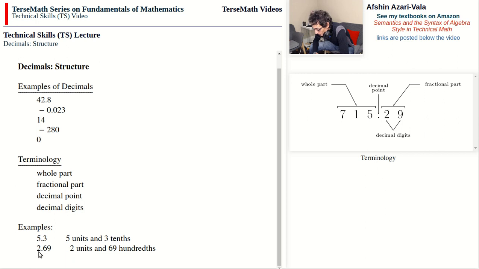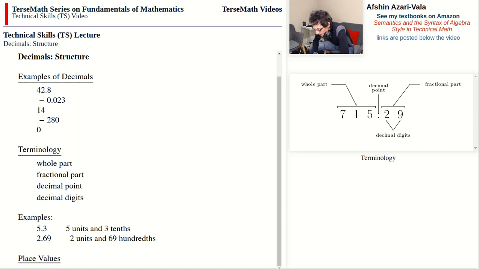In 2.69, the whole part is 2, the fractional part is 69, which in fact is 69 hundredths, and also 3 is 3 tenths, and we'll come to that once we talk about place values. So the fractional part is the 69, there is the decimal point, and there are 2 decimal digits. Those are the digits 6 and 9.